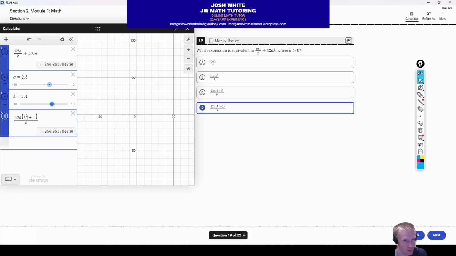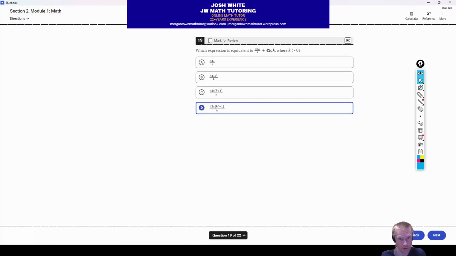have the same exact value. And as you move this, they will remain the same, regardless of what numbers. I mean, obviously k has to be greater than 0, but again, these numbers will be identical. Therefore, the correct answer is letter D.